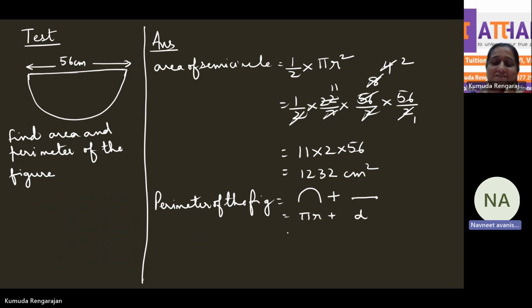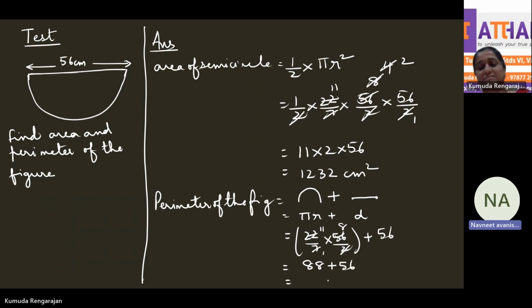Relax. And so we will get 22 by 7 into 56 by 2 plus 56. Ma'am, then we will cancel. 11, 22 will become 11 and 56 will become 8. Then we will get 11 into 8, 88 plus 56, which is 144 centimeters.